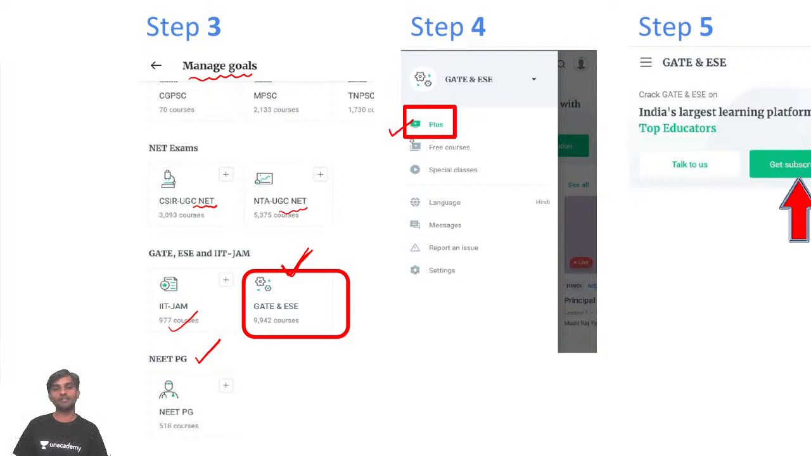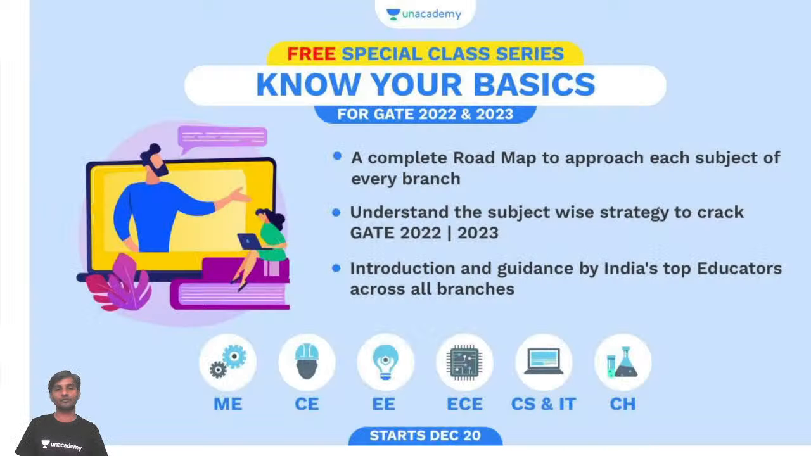You have 3 types of classes: plus classes, free course, and special courses. These 2 courses are free. But this plus subscription is very important. I have just now told you the advantages of the plus subscription. Just click on get subscription, and you will be allowed to get into the subscription.